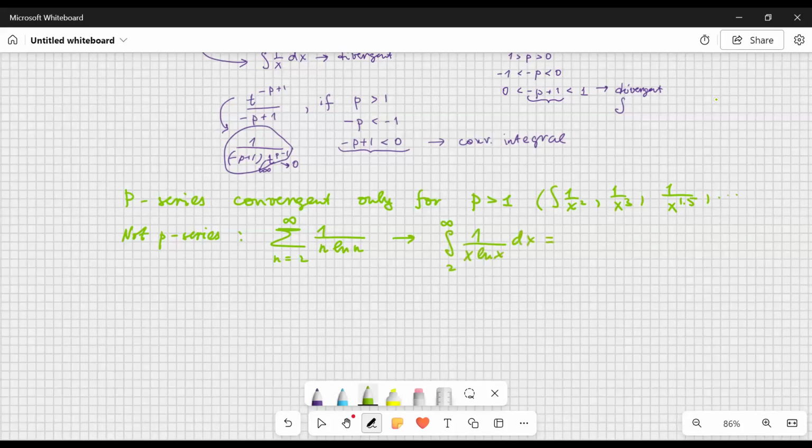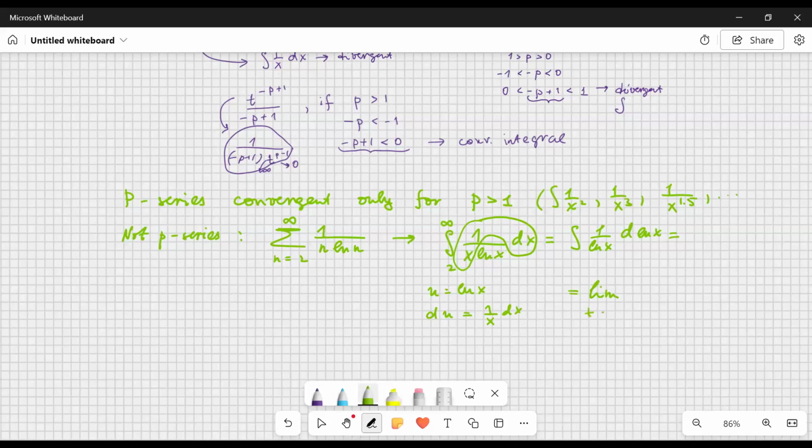I think here we do see an obvious substitution: u equals ln of x, right? Because this is a derivative. du equals 1 over x dx. That's a pure derivative, and we are going to have 1 over ln of x d ln of x, kind of my new variable.